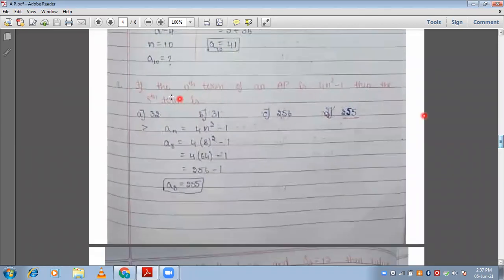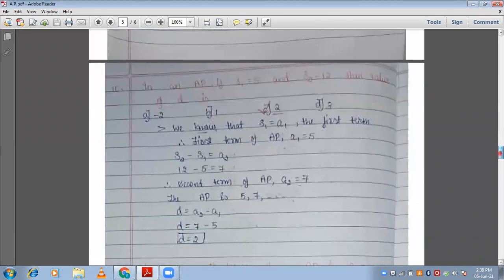Ninth question. If the nth term of an AP is 4n square minus 1, then the 8th term is dash. Yes, here the given nth term is 4n square minus 1, then the 8th term. So n is equal to how much? 8. In the place of n, put 8. So a8 is equal to 4 into n value is 8, whole square, minus 1. 8 8s are 64. 64 4s are 256 minus 1 is 255. Which option is right? Option D is right.